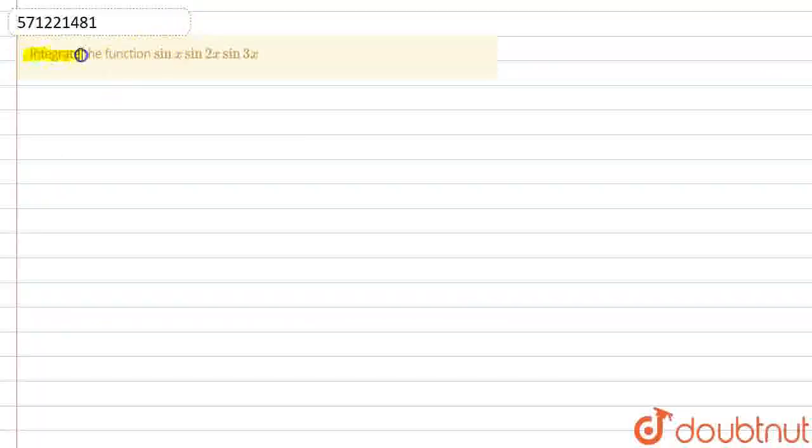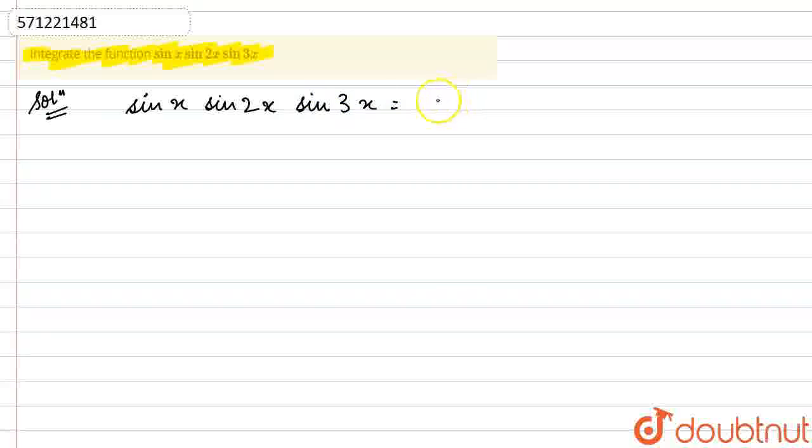Hello friends, the question is: integrate the function sin x into sin 2x into sin 3x. Alright, so we are given the function as sin x into sin 2x into sin 3x. So what I'll do is I'll just write this as 1 by 2, and 2 times sin 2x into sin x, and this sin 3x. I've just multiplied and divided by 2.